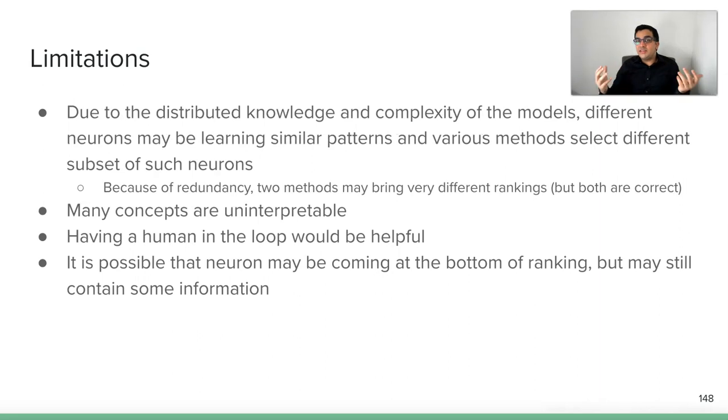Moreover, due to the very complex nature of models today, various neurons and neuron groups may be present for the same concept. Two methods may choose to exploit this redundancy in different ways and select very different neurons as important neurons. In this case, both rankings or selections may actually be correct, but it is not clear how this can be evaluated robustly. And finally, many concepts may just not be interpretable in terms of natural concepts, especially those derived via unsupervised methods. Having a human in the loop in this case to perform manual analysis of these neurons and these patterns may be quite helpful in case these automatic methods fail.